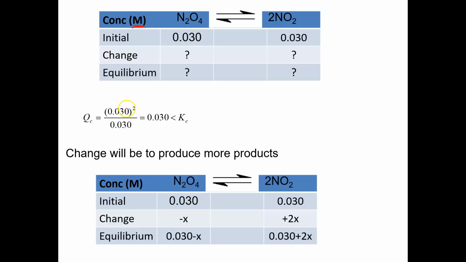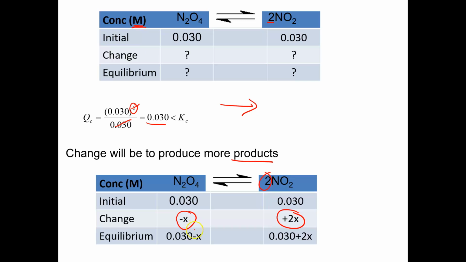So Q is going to be products over reactants, but we have to square our products because we have two of them. So that means that Q is going to be equal to 0.03, which is less than our value of K. As Q is less than K, that means that our system will shift towards products. So that tells us which way things are going to move. What that means is our N2O4 will go down by some amount x, and our NO2 is going to go up by 2x.